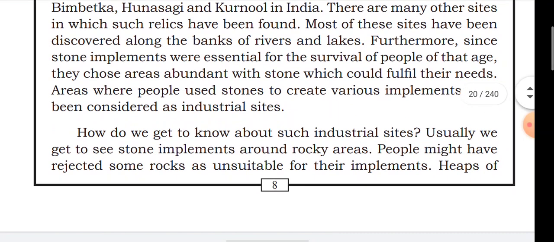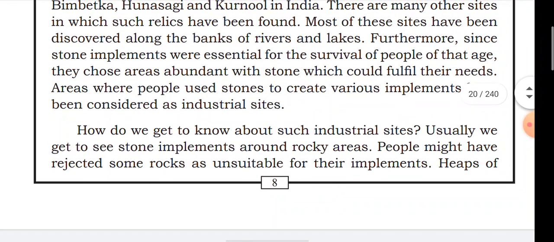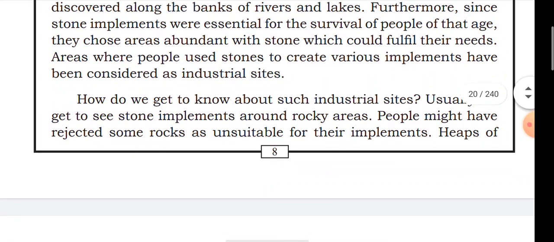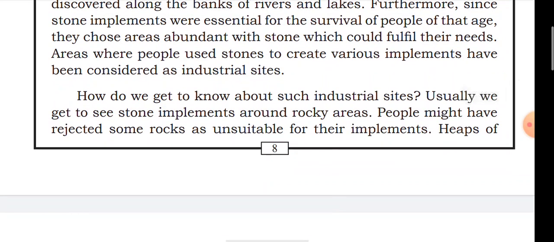Areas where people used stones to create various implements have been considered as industrial sites. So even the areas where people used to create various stone implements have been considered as industrial sites. So how do we discover these industrial sites? That means, how do we get to know about such industrial sites?